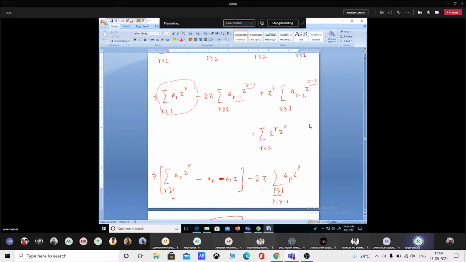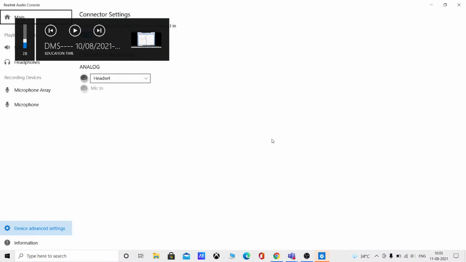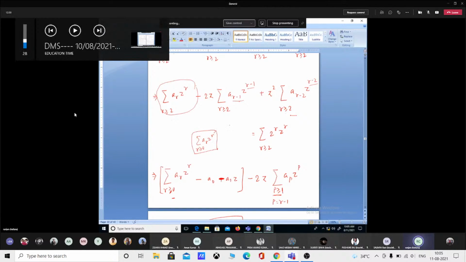Now it is in the form of a generating function, but still we have a problem: this p should start from 0, but here p starts from 1. Similarly for this one also, here you take p equal to r minus 2. So basically what is the step? Our aim is ultimately to put it in the form a_r z to the power r, where r is greater than or equal to 0. We have to put it into these forms.